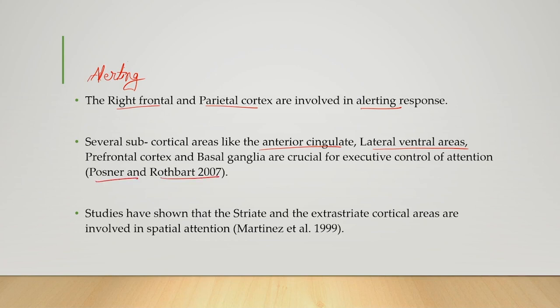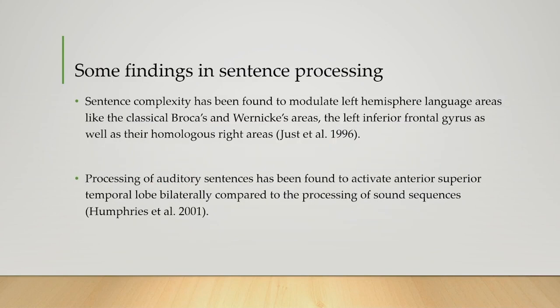Similarly, studies have also shown that some other domains of cortical areas are involved in spatial attention. Remember, we talked about attention in space and so on. So, there are various brain regions, basically cortical as well as subcortical areas, that are activated while we either orient our attention or alert our attention, and then there is an executive control mechanism of that attention. So, there are various areas.